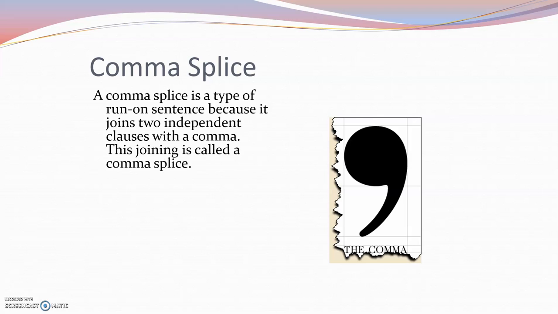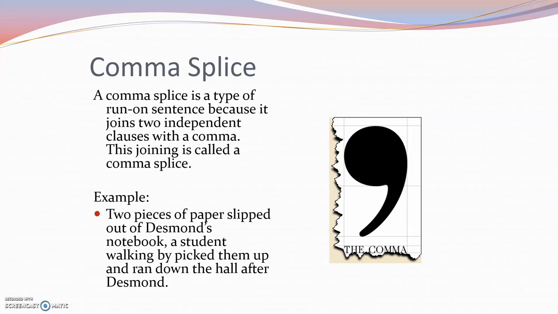This joining is called a comma splice. Normally, a run-on sentence is when you have two independent clauses running together with no punctuation in between. But if you put a comma in there, it's a comma splice and it's still incorrect. So let's look at this example to help you out.